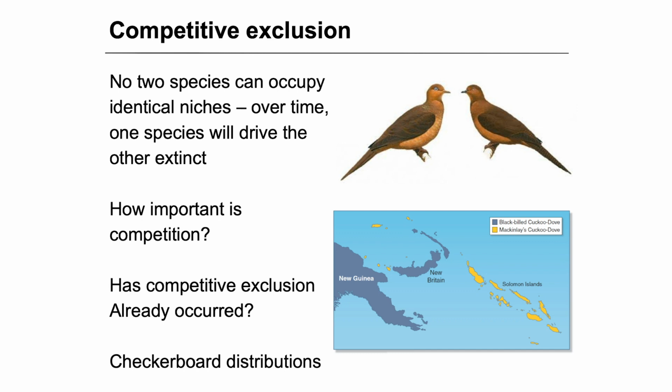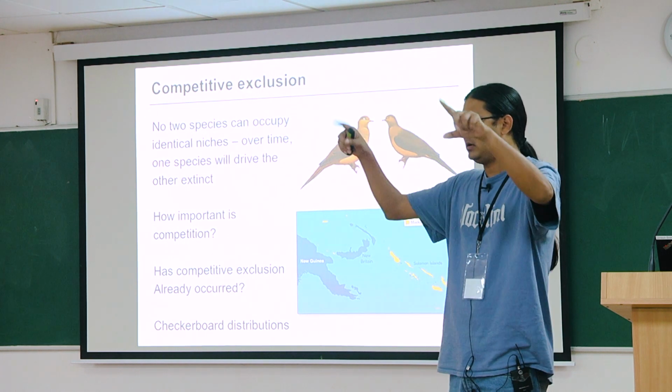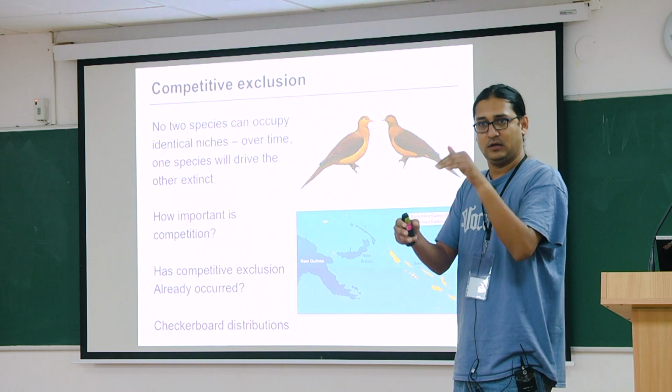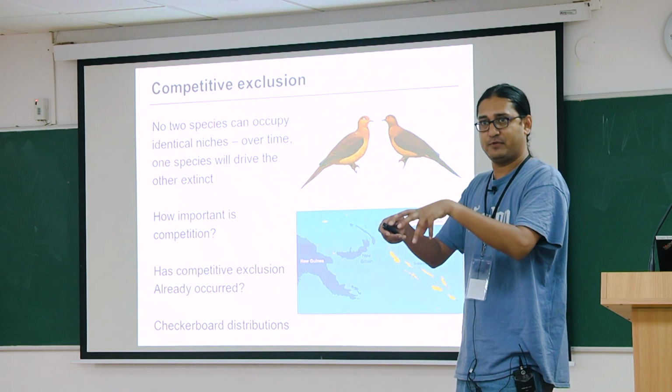And the support for this competitive exclusion principle was initially from what were called checkerboard distributions. A checkerboard, if you look at a chessboard, you've got black and white, black and white, black and white. And black and white don't coexist. You've got black, you've got white, you've got black, you've got white. So that's what's called a checkerboard distribution.